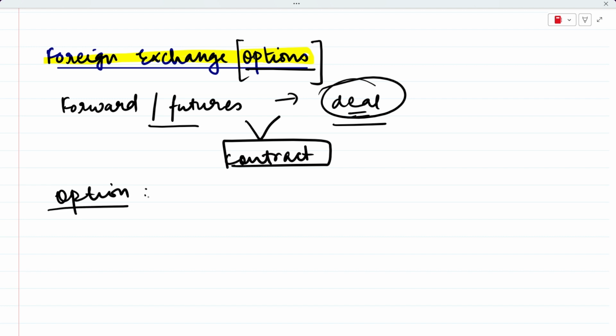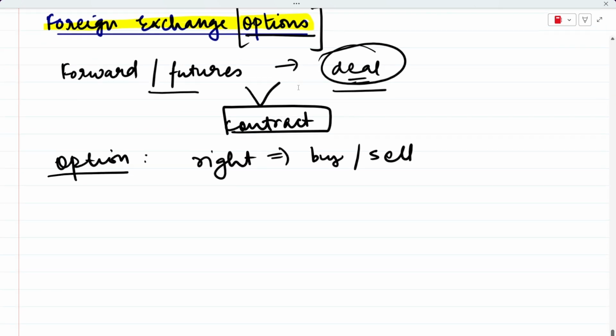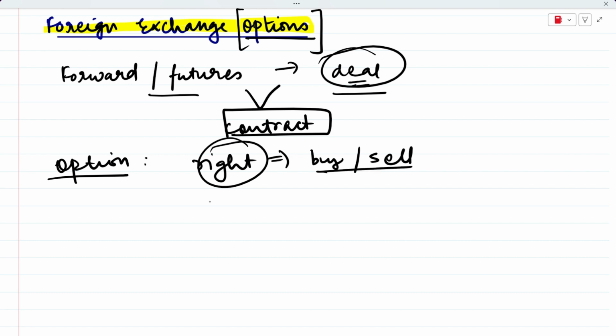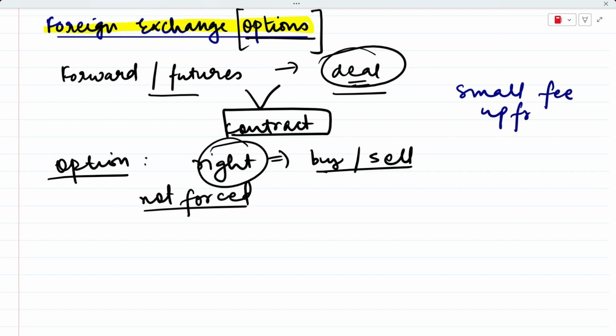An option gives you the right, okay, it gives you the right, you can buy or sell, but you are not forced to do it if you don't want to, okay. It gives you a right to buy or sell, but you are not obligated to do it if you don't wish to, okay. So you only pay a small fee upfront, which is called the premium. So this small fee that you pay upfront is called the premium.